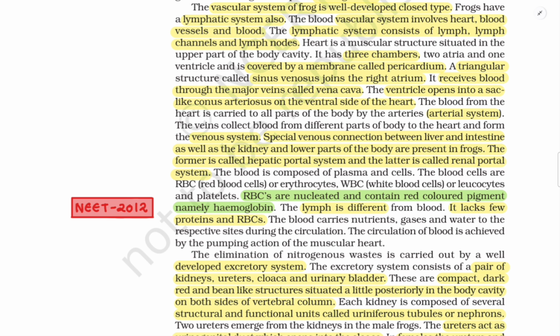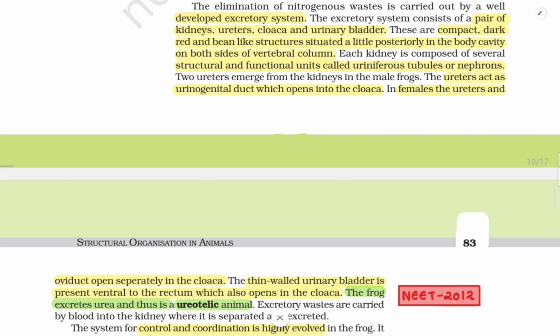The blood carries nutrients, gases, and water to the respective sites during circulation. The circulation of blood is achieved by the pumping action of the muscular heart. The elimination of nitrogenous waste is carried out by a well developed excretory system. The excretory system consists of a pair of kidneys, ureters, cloaca, and a urinary bladder.